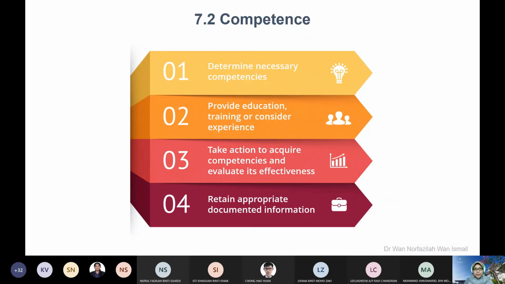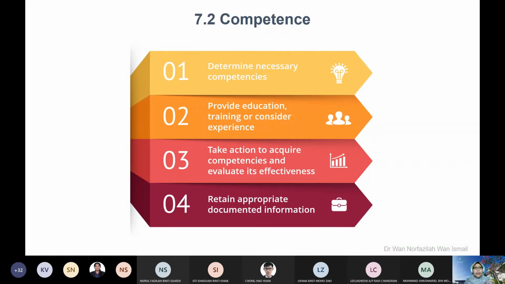Competence personnel. Okay, so the first one, you need to determine the necessary competencies. Okay, for example, if you are working in chemistry lab, of course, the competency will be someone with chemistry degree. That is competencies. Means that they have knowledge on the chemistry, they know how to handle the equipment apparatus very well. They can give a very good results, very accurate and precise results. So that is competencies. If you have biological lab, you need someone with biological knowledge.